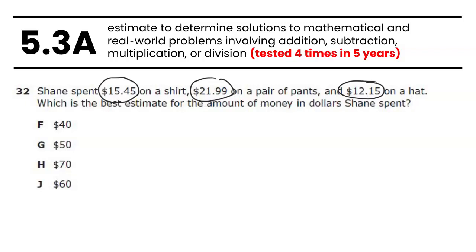So if we start with that work, starting with $15.45, we know that that is going to round down to $15. $21.99 will round up to 22 whole dollars, and $12.15 will round down to 12 whole dollars. We'll then be adding these 3 numbers together. In the ones place, we will be getting 9, and in the tens place, we will be getting 4. And so what we see here is that my answer is closest to 50, and so that is going to be the best estimate for the amount of money in dollars that Shane spent.